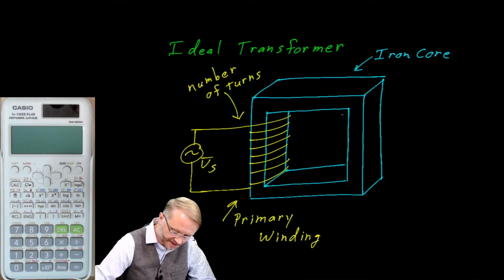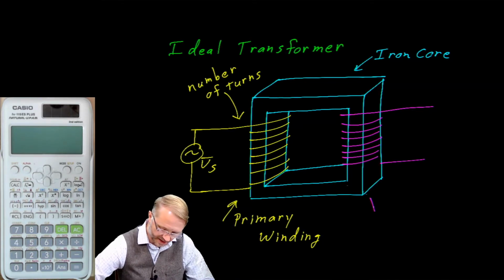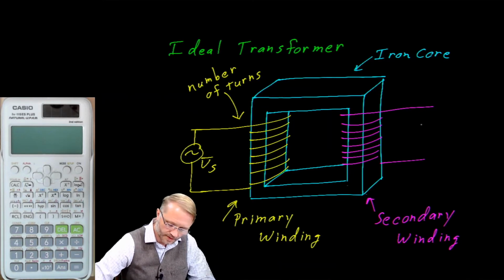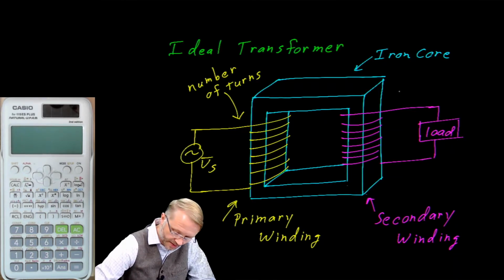We have a second set of windings on the other side. We call this the secondary winding. To this, we connect our load. And once again, we talk about the number of turns.